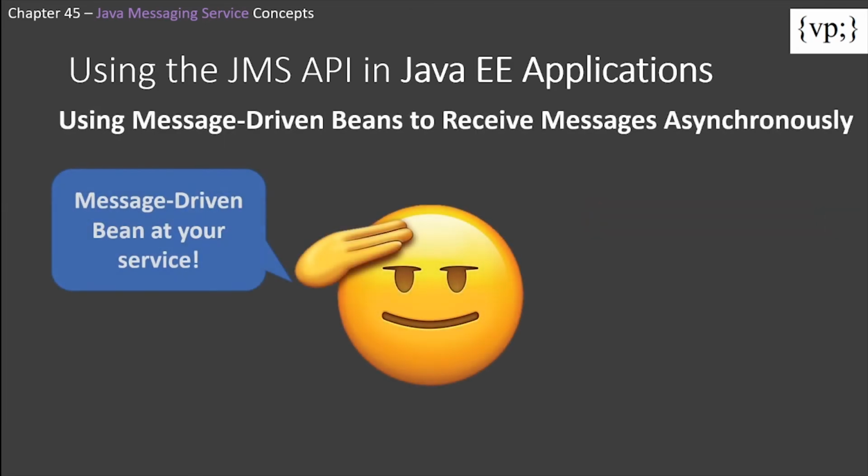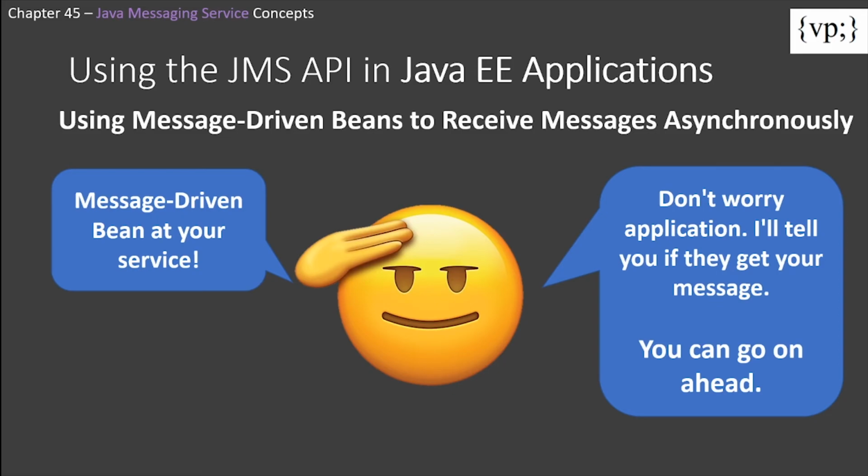So, to use message-driven beans to receive messages asynchronously. Alright, so now we're getting into the other option. You remember our guy, message-driven beans? Well, they're the ones that really make asynchronous messages possible. They basically say, don't worry application, I'll tell you if you get any message. If they get your message, you can go right on ahead.